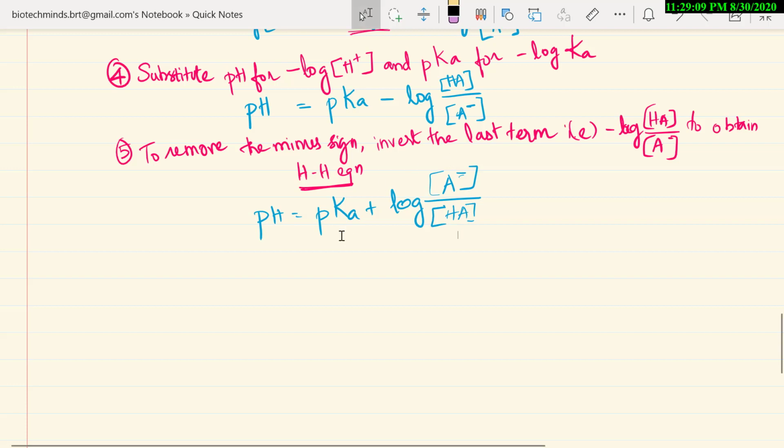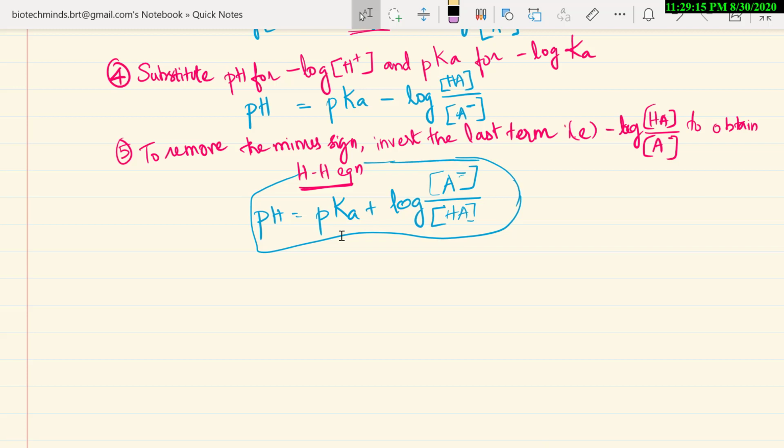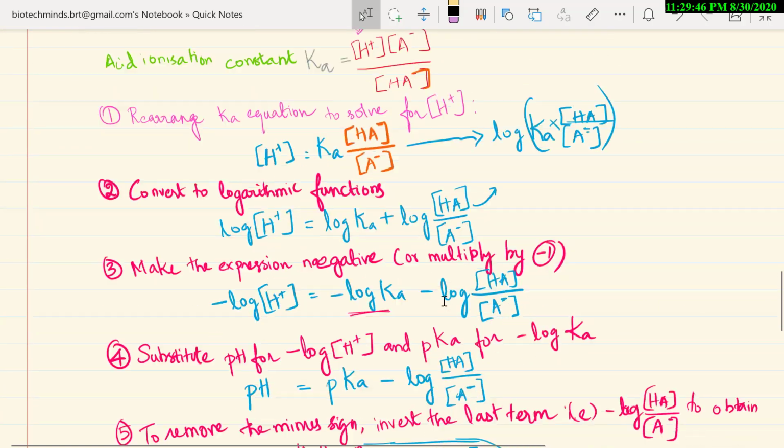Now this is the final form of the Henderson-Hasselbalch equation. The pH of a solution is equal to the acid ionization constant pKa, plus log of conjugate base concentration divided by weak acid concentration in the solution. Now we're going to specify those conditions. Actually, this is the final form of the Henderson-Hasselbalch equation. That's it. So these are the 5 steps.